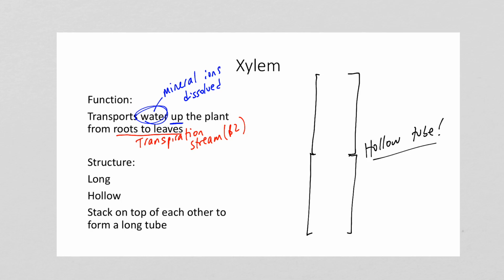So for the xylem, it's really not a question of what do they have that makes them special. It's what do they not have. There's no nucleus, there's no cytoplasm, there's no mitochondria, there's no chloroplast, there's nothing. It's just a hollow dead tube that goes up the plant.